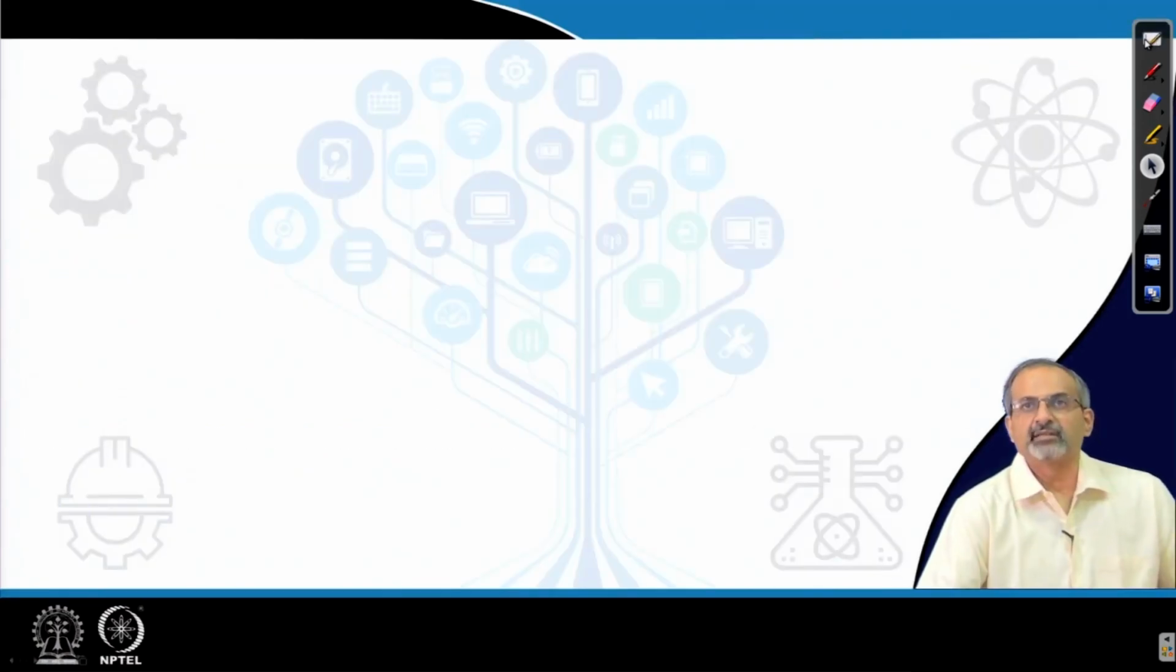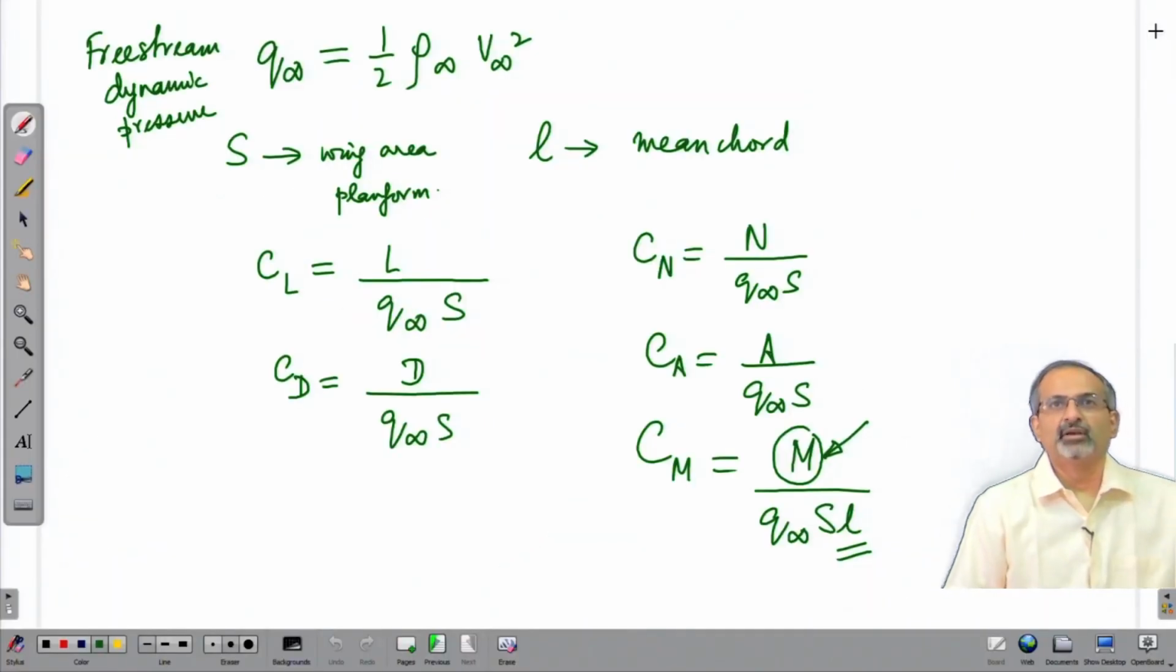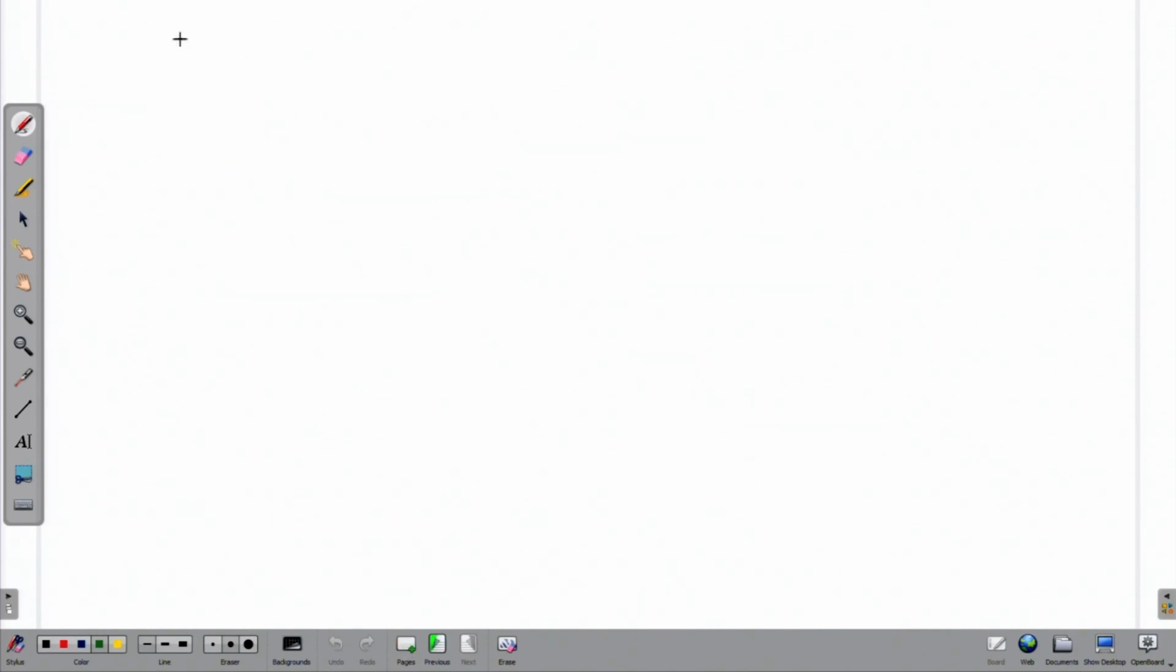Let us continue our discussion on the non-dimensional coefficients. So, last time we had stopped here. You recall that there were 3D bodies and 2D bodies, and for the 3D bodies we used the uppercase nomenclature. Now, for a 2D body we will use lowercase for lift coefficient, and the force is basically the lift per unit span.